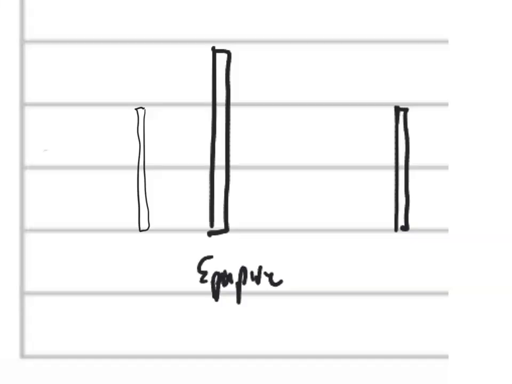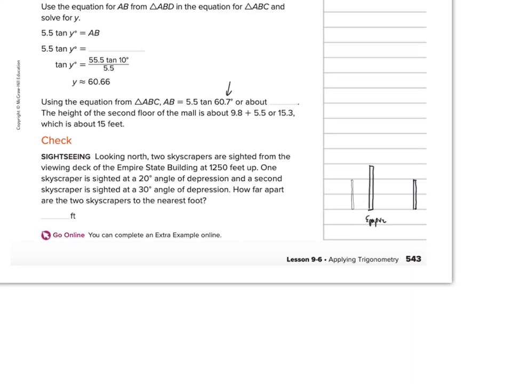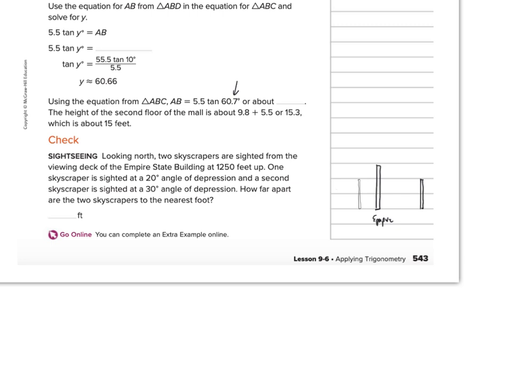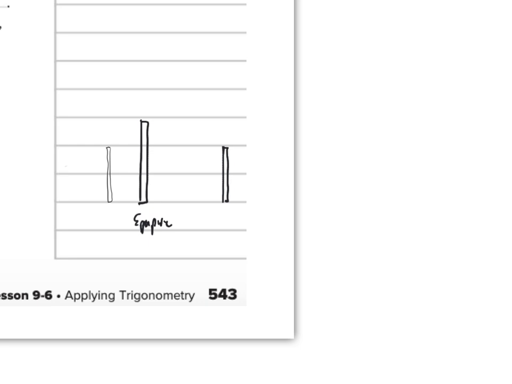All right, so looking at this problem, it's a little bit hard to interpret sometimes. Looking north, 2 skyscrapers are sighted from the viewing deck of the Empire State Building, 1,250 feet up. One skyscraper is sighted at a 20 degree angle of depression. The second skyscraper is sighted at a 30 degree angle of depression. How far apart are the 2 skyscrapers?